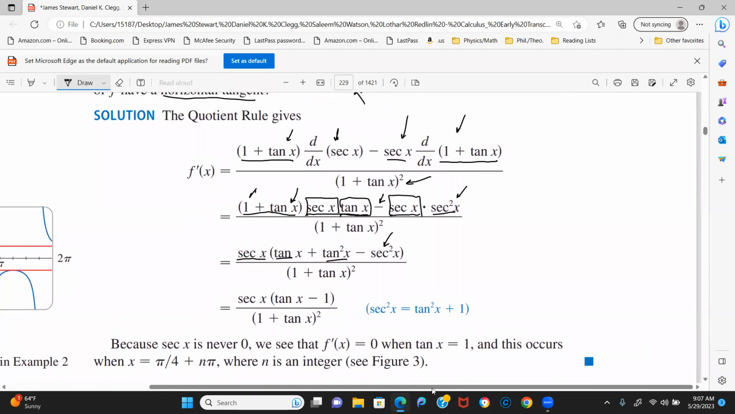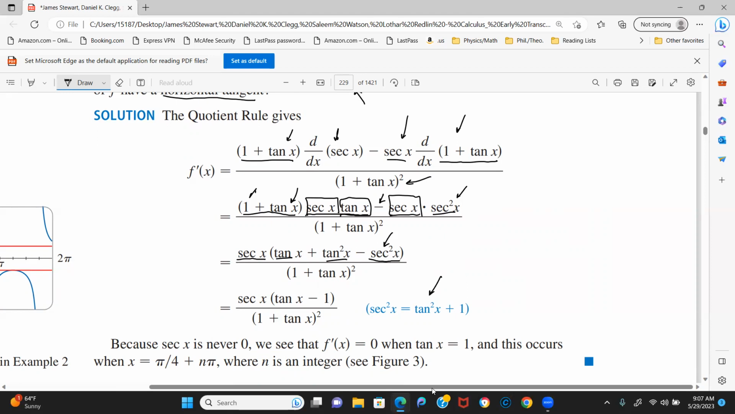And then let's see, they're using a trig formula somewhere, I guess. Oh, this right here, so we can eliminate this secant right here.